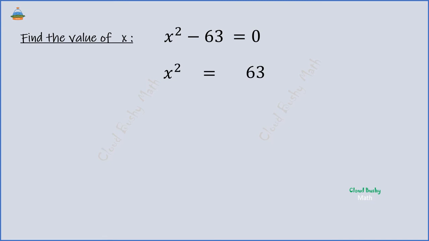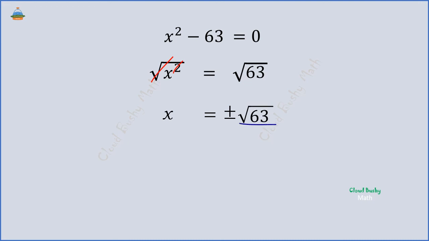Now we can find the square root on both sides of the equation. On the left-hand side, the square root of x squared is x. On the right-hand side, we have x is equal to plus or minus the square root of 63. 63 is not a perfect square. The square root of 63 is not a whole number.